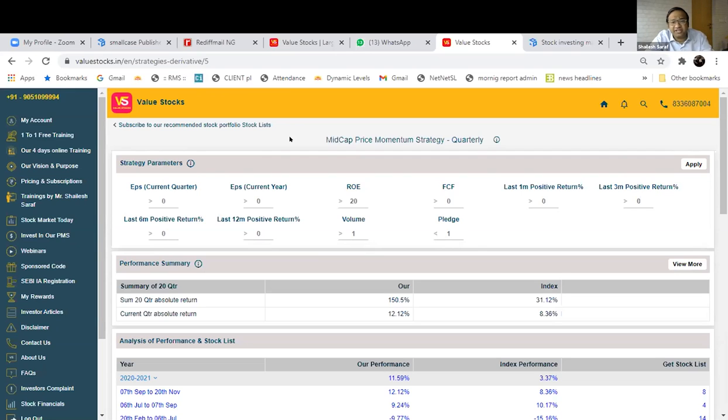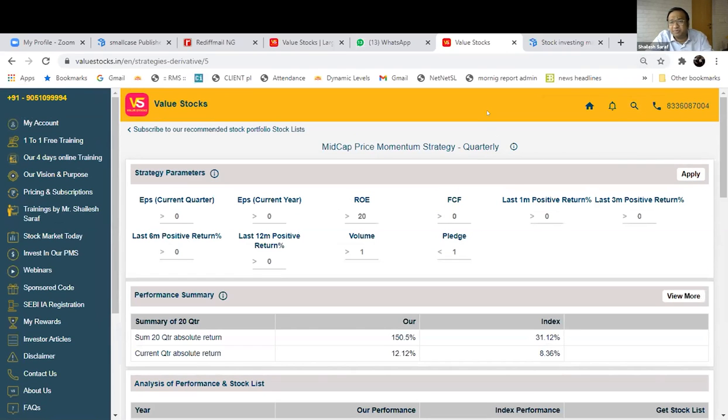Okay, let's go to another strategy, MidCap. Who has bought MidCap price momentum? Yes, sir, I have. How many people have MidCap price momentum? Somebody is talking at the back. Vikas, can you please mute them? Yes, who has this strategy, MidCap price momentum? Can I know, please? Devanshu, I have it.